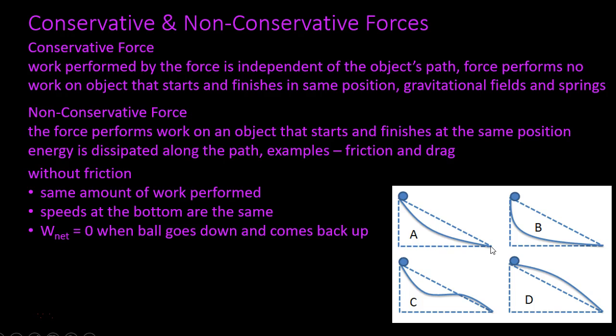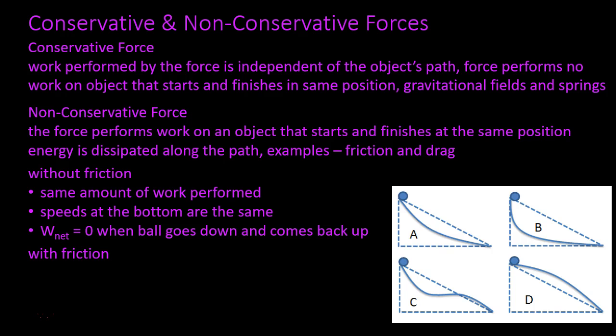If we take the ball when it reaches the bottom of the ramp and we push it back up to the top, we'll find that the amount of work performed on the ball to move it back up to the top is equal in magnitude to the amount of work the gravitational field performed on the ball to move it to the bottom of the ramp. These works are in opposite directions, so when we return the ball back to its original position, the net work performed on the ball is 0. And that's what we mean by this definition up here: the conservative force performs no work on an object that starts and finishes in the same position.